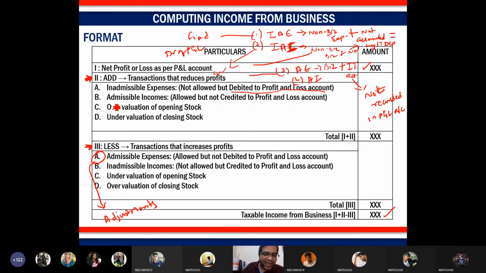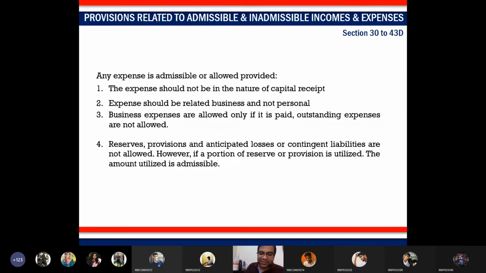Next, what do you mean by admissible incomes? Admissible incomes are those incomes which are related to business, which are allowed by the income tax department, but unfortunately are not recorded in the profit and loss account. If it is not recorded in the profit and loss account, where should we find them? We should find them in the adjustments. Same rule applies here also. So this is your job. Let's keep this aside. Don't worry about this because when we do problems, again, we will discuss this format.